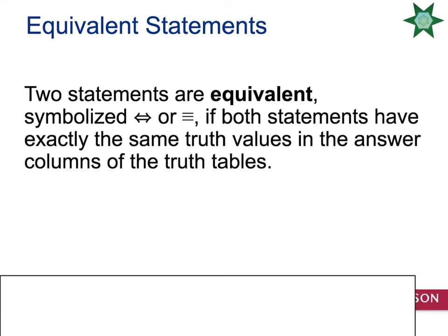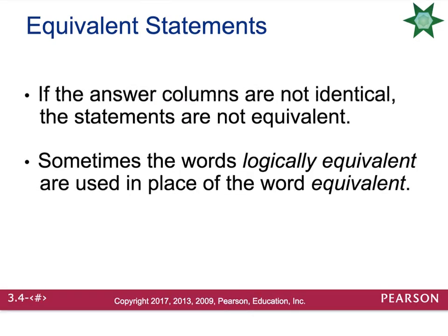Equivalent statements. Two statements are equivalent, and this is symbolized by either using a double-sided arrow, or you can just use three bars in a row, if both statements have exactly the same truth value in the answer column of a truth table. So the easiest way to prove whether two statements are equivalent or not is to do a truth table. If the answer columns are not identical, then the statements are not considered to be equivalent. Sometimes, instead of using the word equivalent, they'll talk about something being logically equivalent. Just know that that means the same thing.